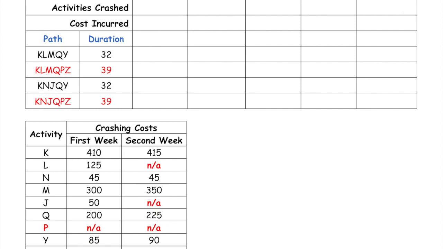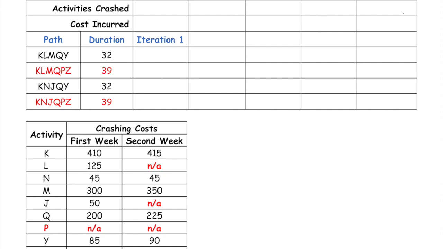So now that we've understood these facts, let's go ahead and talk about our very first iteration and try to identify which activities we're going to be crashing. So in our first iteration, we're interested in shortening our 2 critical paths, path KLM QPZ and KNJ QPZ, in the cheapest way possible.